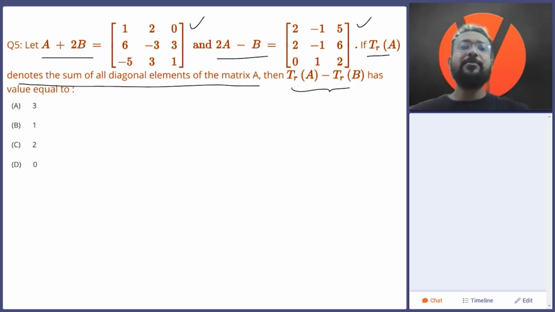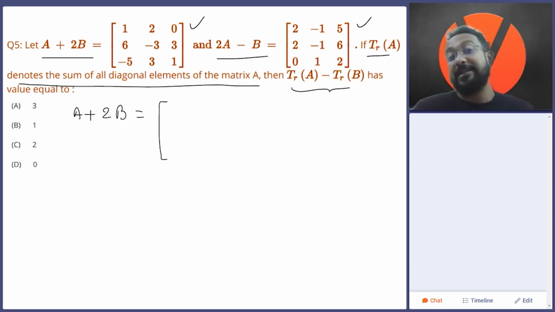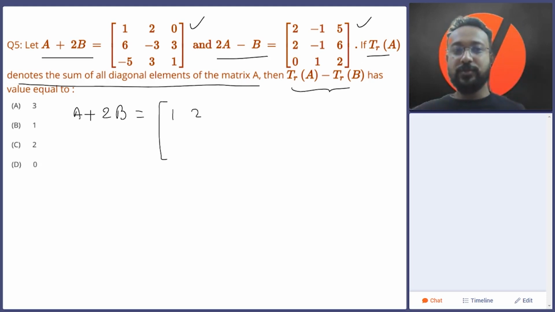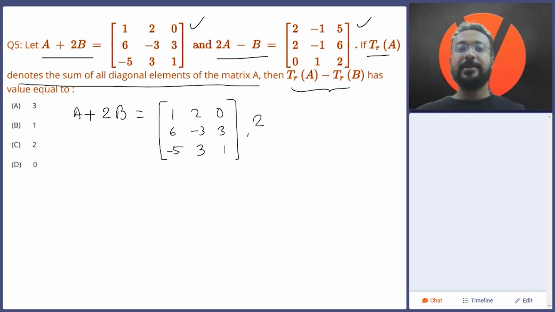It means our main job now should be to find A and B. It looks like a linear equation in two variables, just like x and y. You can imagine it is looking like x plus 2y. So A plus 2B is given as the matrix 1, 2, 0, 6, minus 3, 3, then 5, sorry, minus 5, then 3, then 1. Clear? Then we have 2A minus B. That happens to be what?